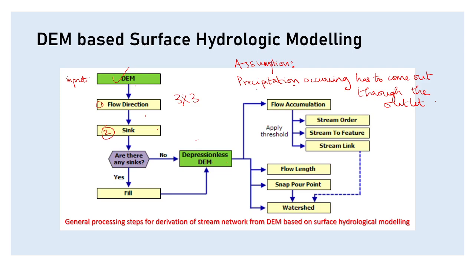Then what we do is we calculate the flow accumulation. We are going to discuss each of these terms in the subsequent discussion, so you will be able to understand it a little better. And in flow accumulation itself, we are going to see the stream order, stream to feature, stream link, flow length, snap pour point, and watershed. So we are going to discuss all these things.